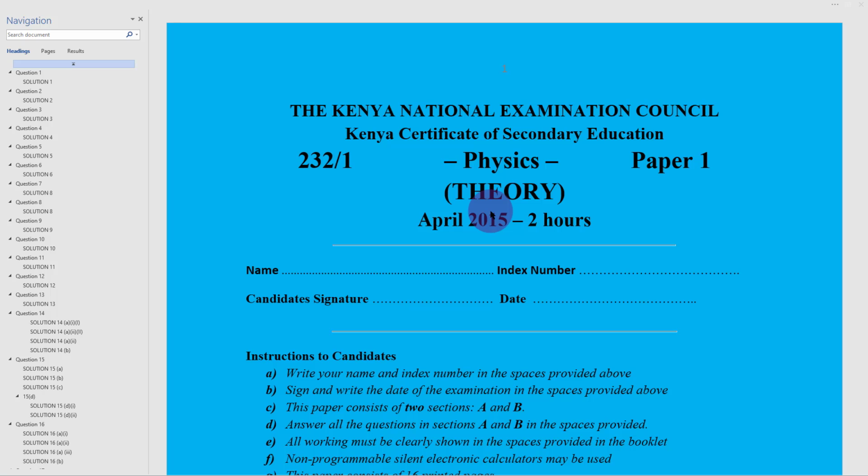There are a few changes that I've made, especially on the paper that you will download. In the paper that you will download, on the left-hand side, you'll be able to see a navigation that helps you to look at the question and the solution as you go through the solution to the paper.